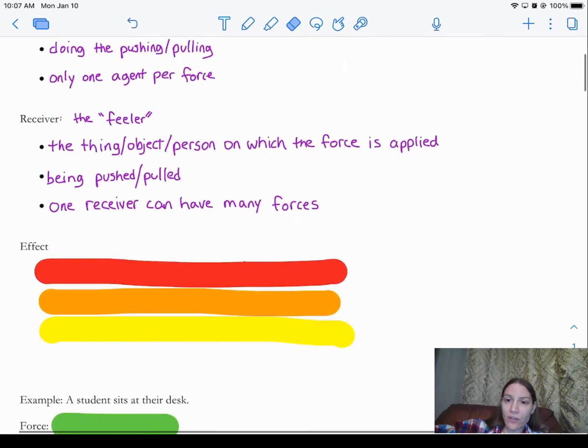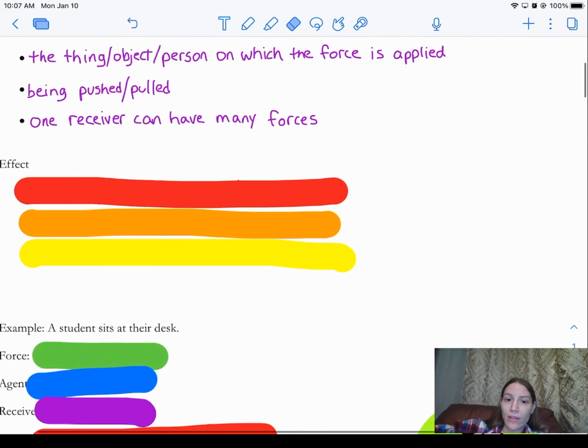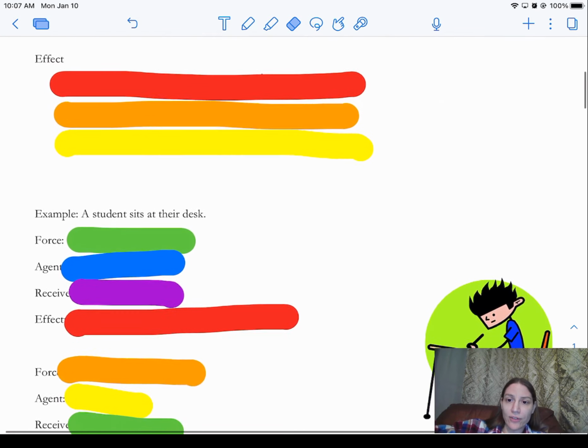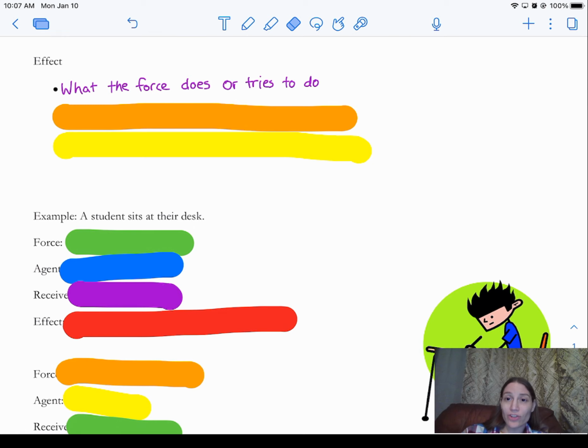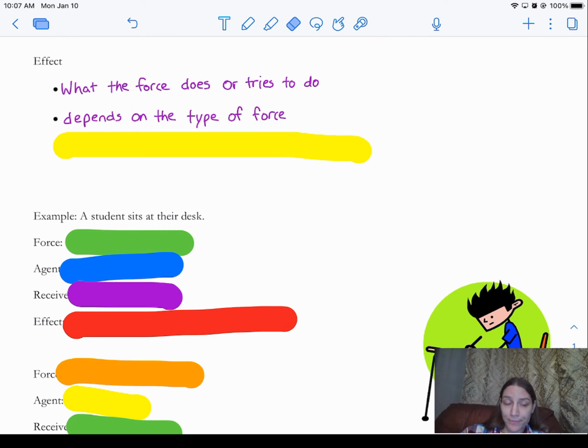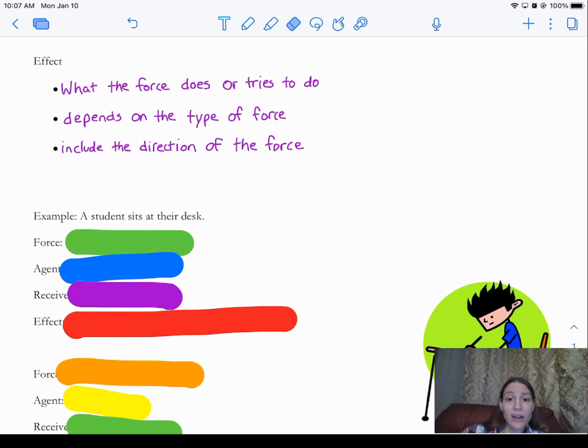Now the effect is the other thing that we talk about with analyzing forces. So we're going to look at that one next. When we talk about the effect, we're talking about what the force is doing or is trying to do. Sometimes it's not effective for a variety of reasons, but it does try to do these things, and it depends on the type of force. We talked about the types of force already, so we've talked about what those forces are trying to do, and whenever we're talking about the effect, we usually include the direction of the force. So let's look at some examples here.